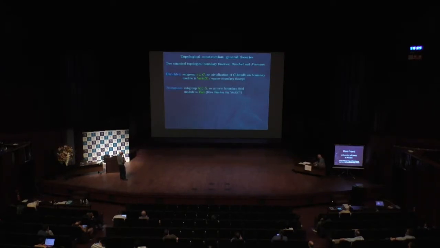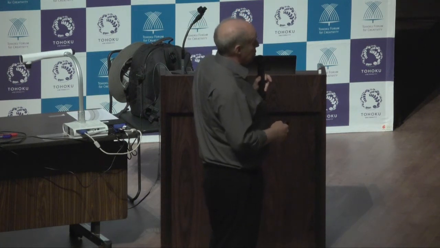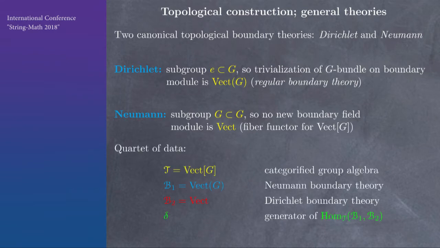The other canonical subgroup, of course, is the whole group itself. And in that case, there's nothing new on the boundary. It's a kind of free condition. So we call that a Neumann condition. And in terms of a module, that corresponds to an augmentation or a fiber functor for this category. So that's that. So the data we have, in other words, is we have this tensor category, which in our case is the categorified group algebra. We have these two modules, which are these boundary theories, and the Hom between these modules is actually trivial.